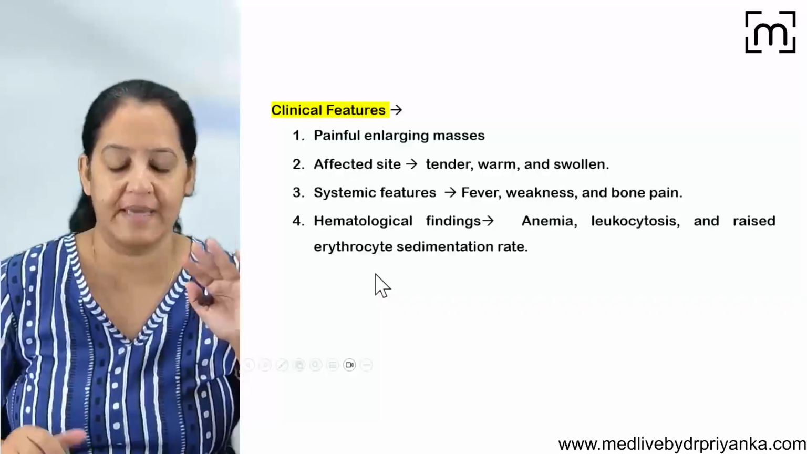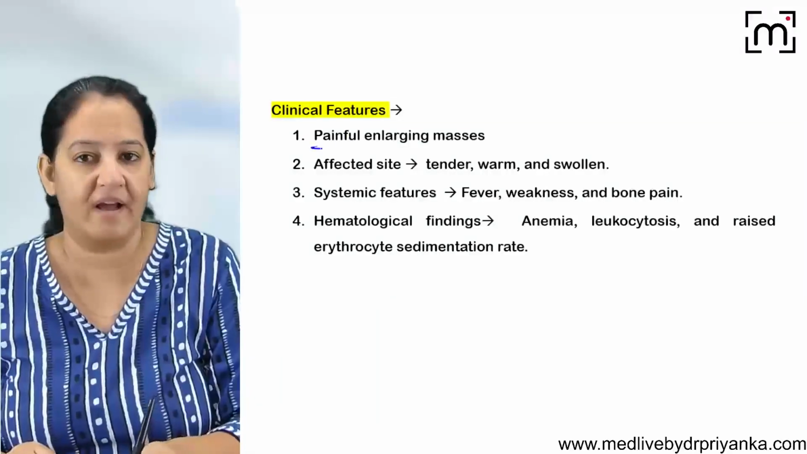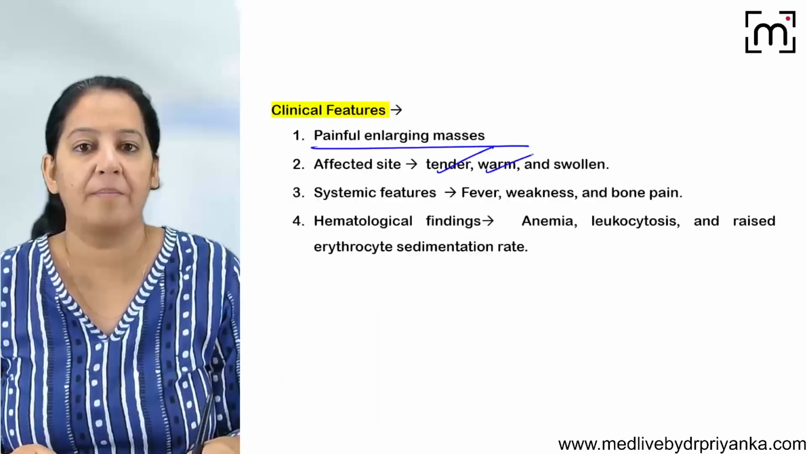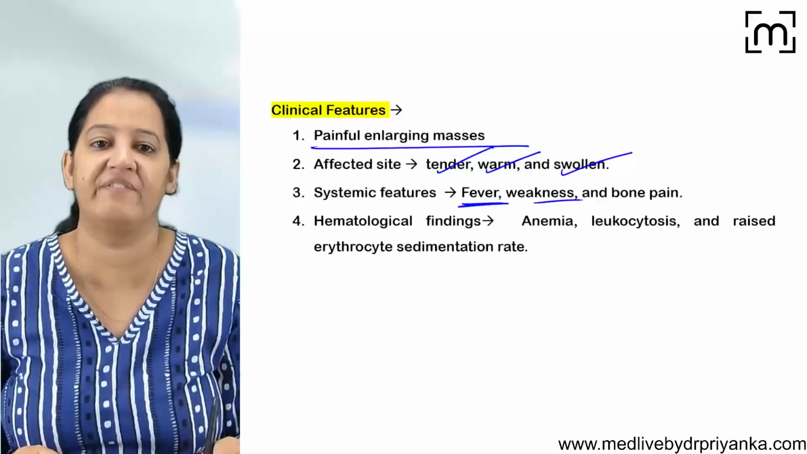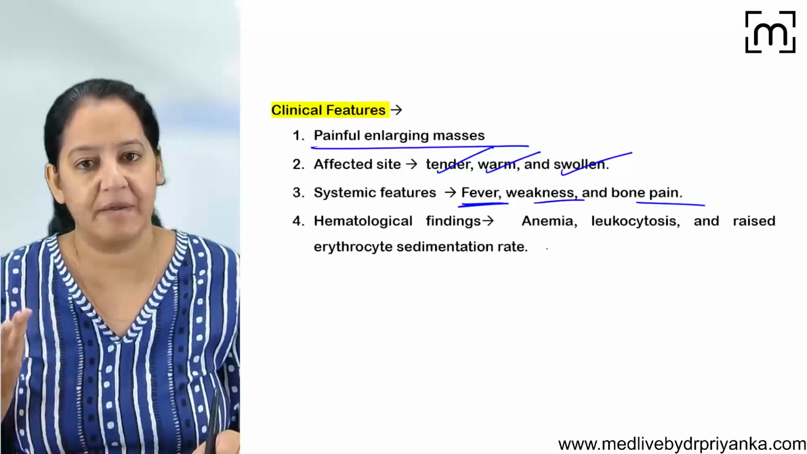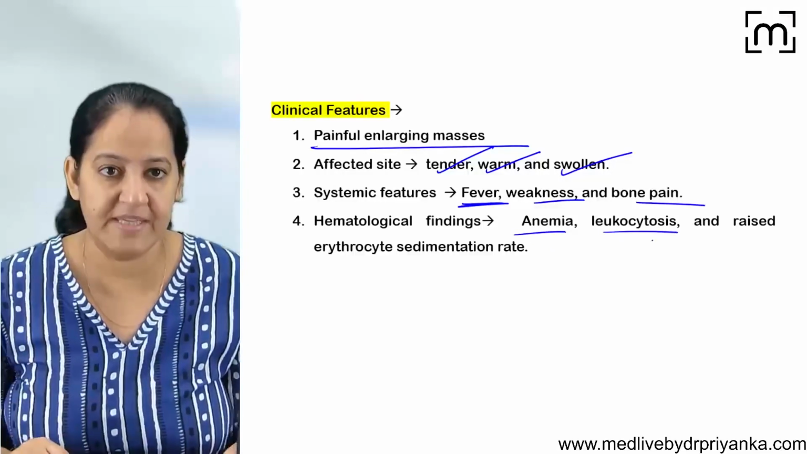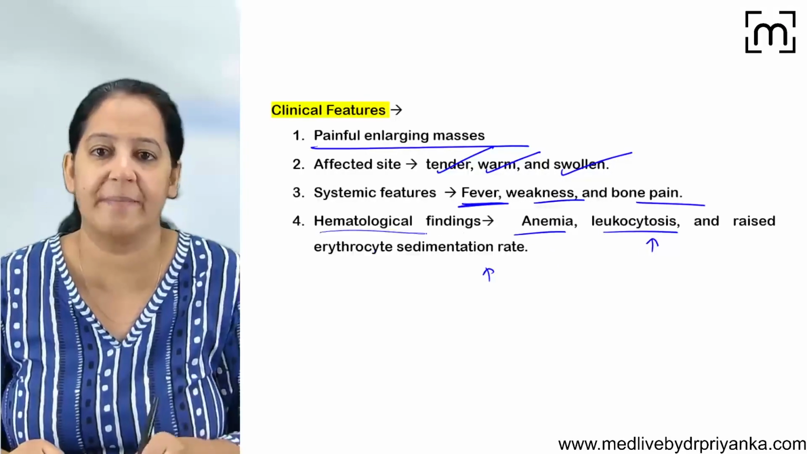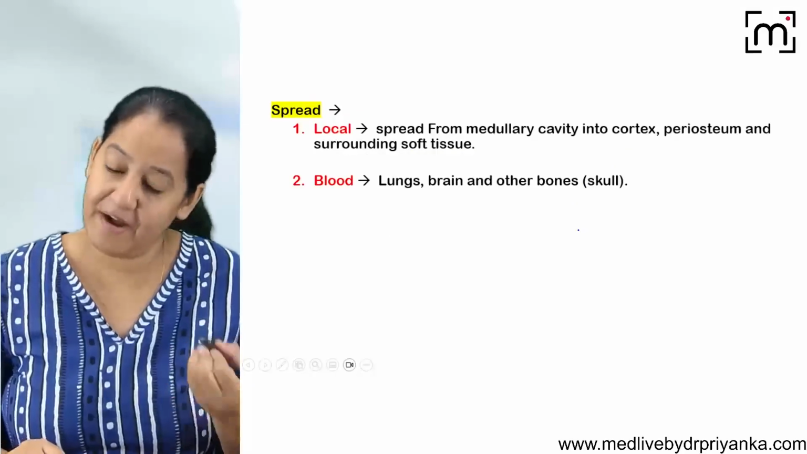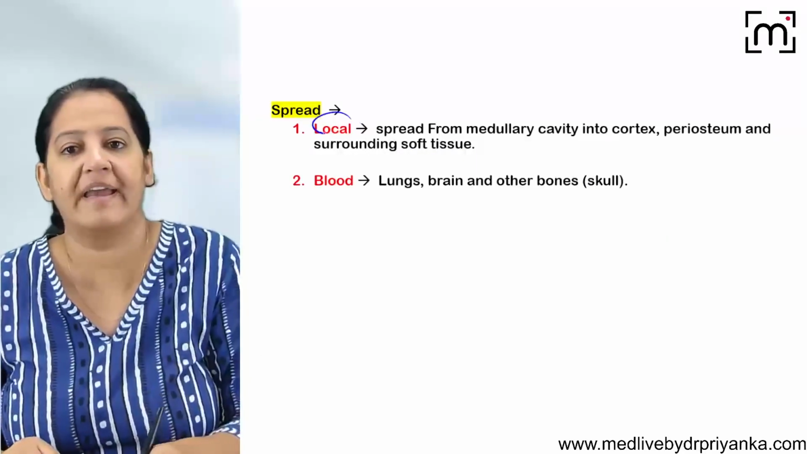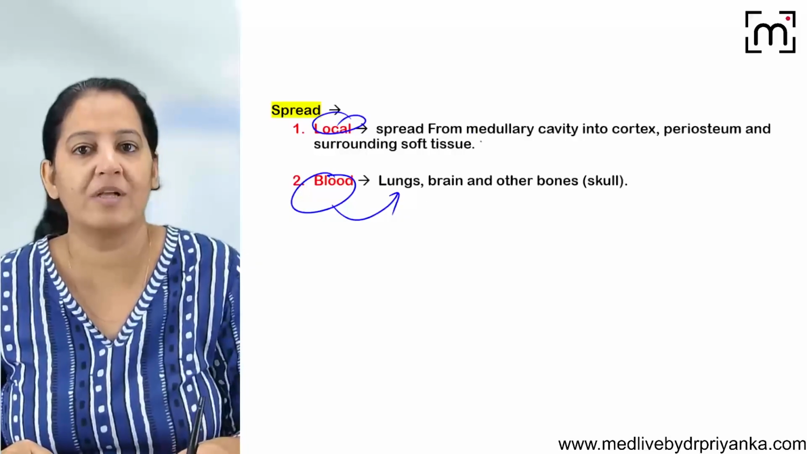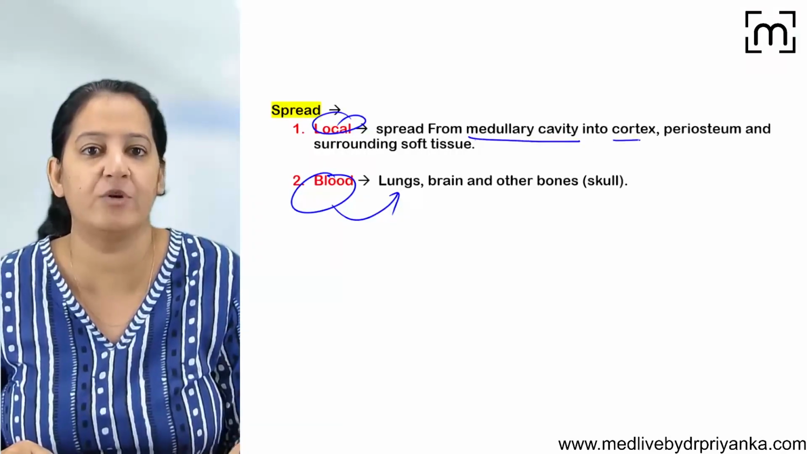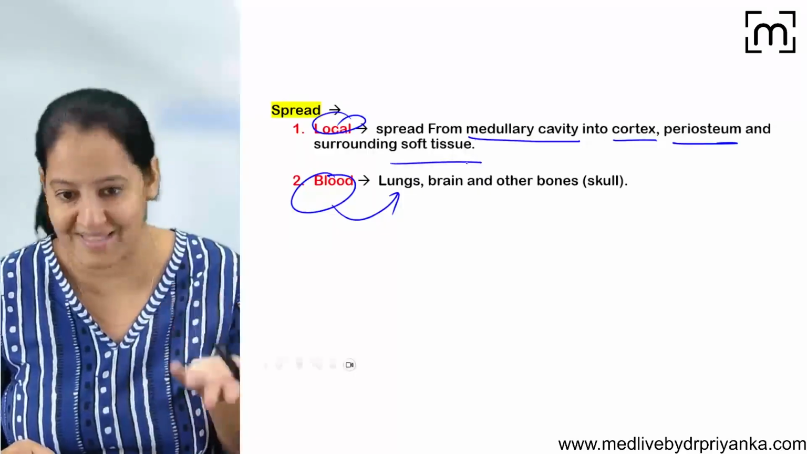HW, Homer-Wright rosettes. Clinical feature, again, a painful enlarging mass is there. It is warm, tender, swollen. Sometimes patients have systemic features like fever, weakness, and bone pain. Sometimes the patient has anemia. WBCs can increase, ESR can increase; hematological findings can also be there. Spread: since it's a very aggressive tumor, again, local and blood spread. Blood spread is most common to the lungs. Local spread can go from the medullary cavity to cortex to periosteum to soft tissue as usual.